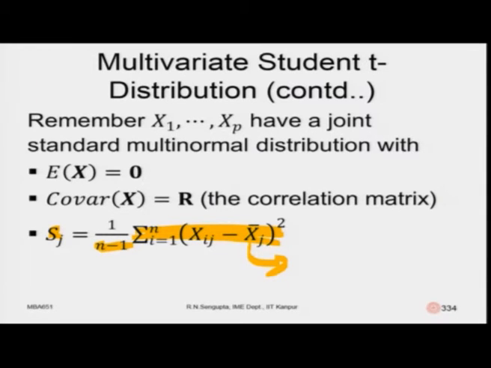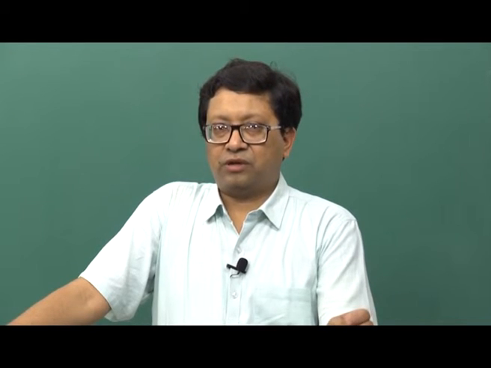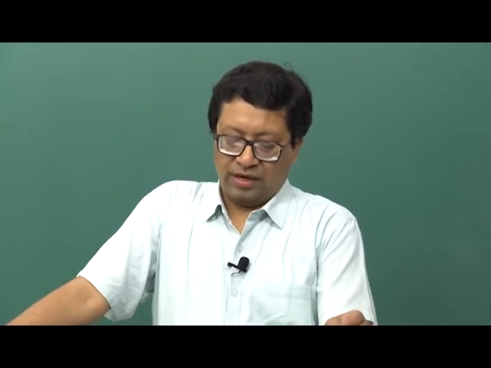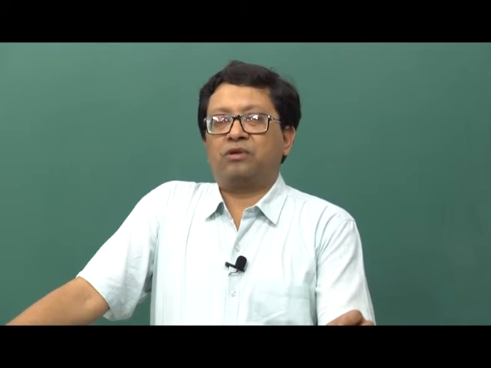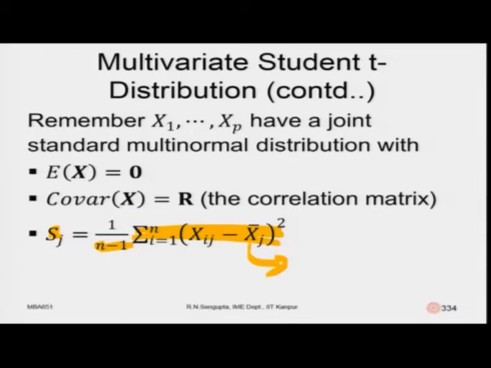Here remember x1 to xp have a joint standard multivariate normal distribution. So x1 is normal, x2 is normal, x3 is normal, till xp is normal. Once you combine them, you will find that they form a normal distribution. For the multivariate normal distribution, we will consider in such a case that the expected value of x is 0 in the standard case, because it is a standard multivariate normal distribution.